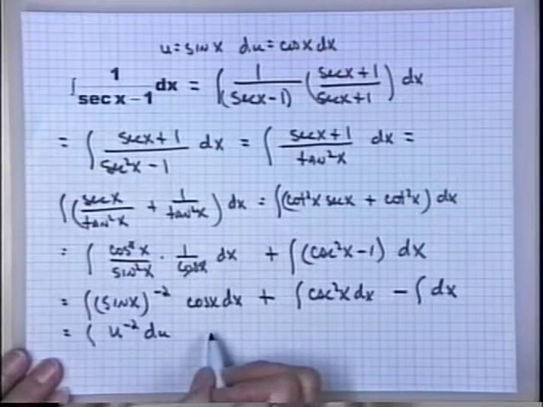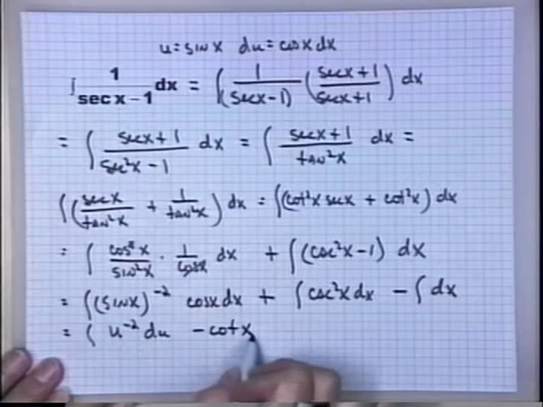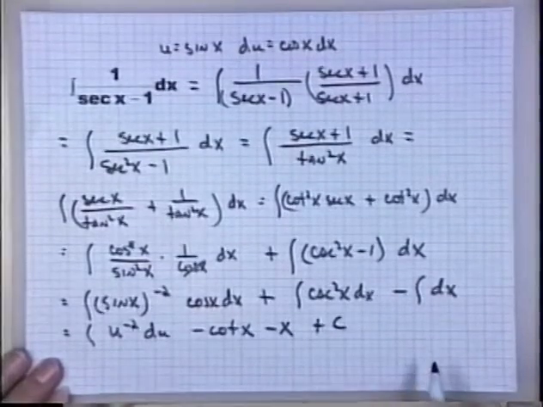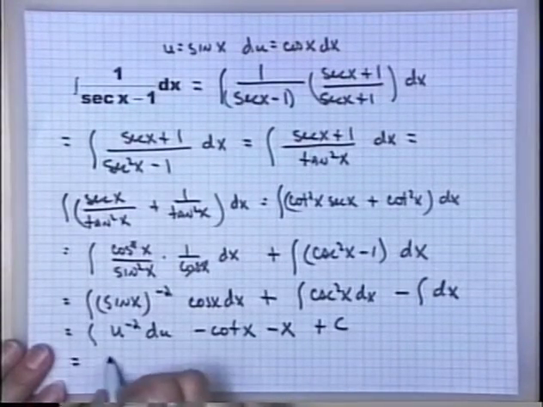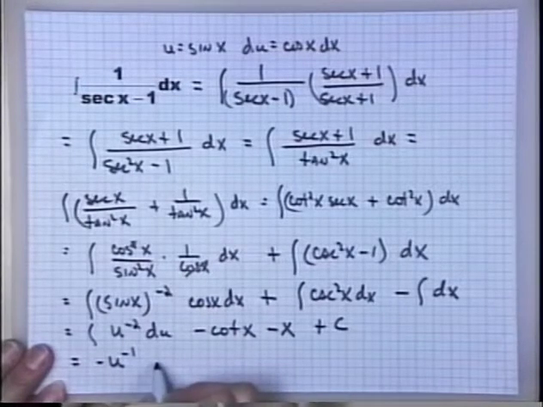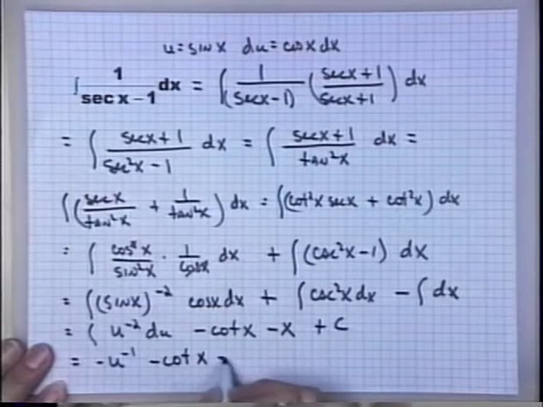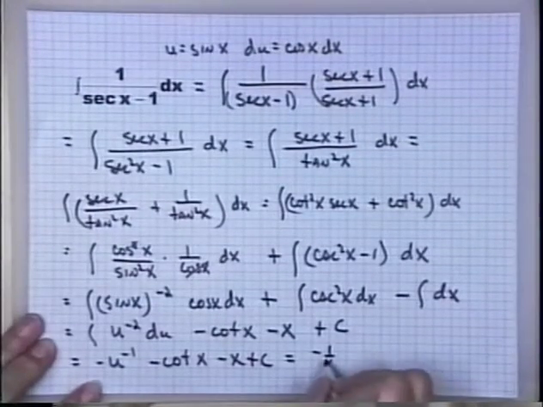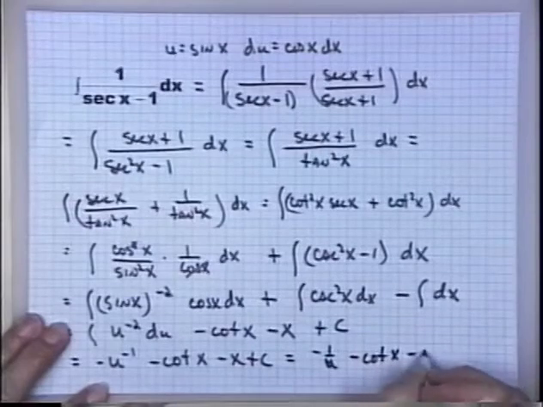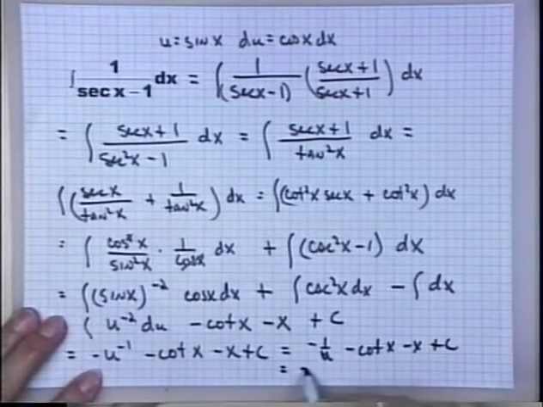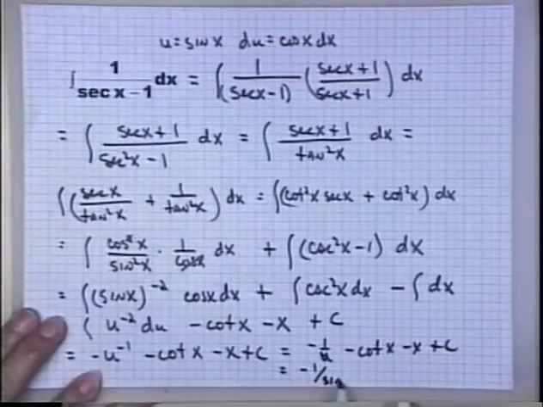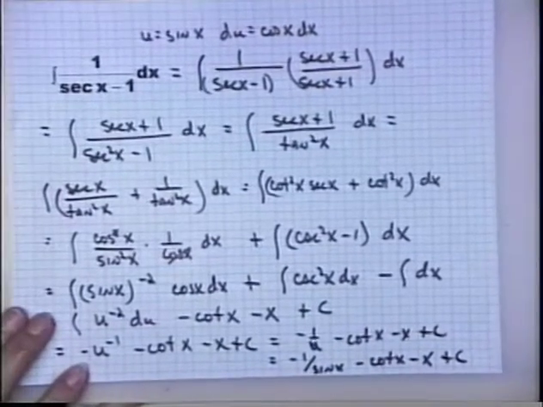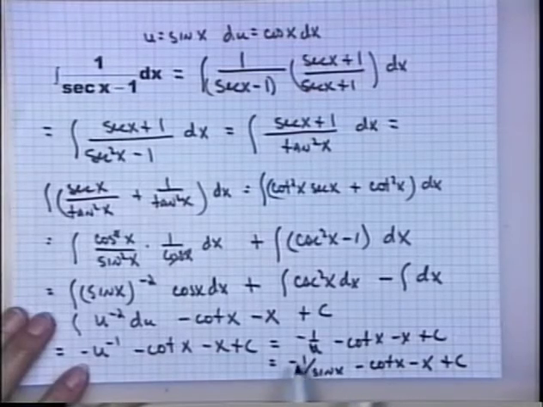The antiderivative of cosecant squared is minus the cotangent of x. The antiderivative of 1 is an x, so that's a minus x. I'm going to go ahead and put my plus c. The antiderivative of u to the negative 2, if I add 1 to that power, I'll get a negative 1, so minus u to the negative 1 minus cotangent x minus x plus c. Of course, this is minus 1 over u minus the cotangent minus the x. And finally, substituting in, I have minus 1 over, remember the u is sine x, minus the cotangent of x minus x plus c. Now, if you'd like, you could write 1 over sine x as cosecant.